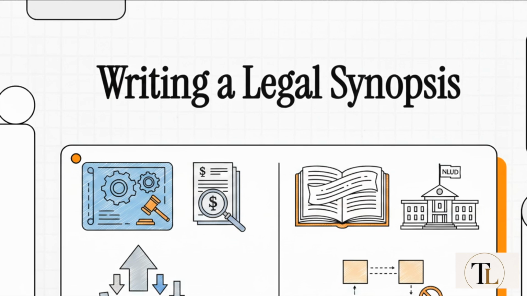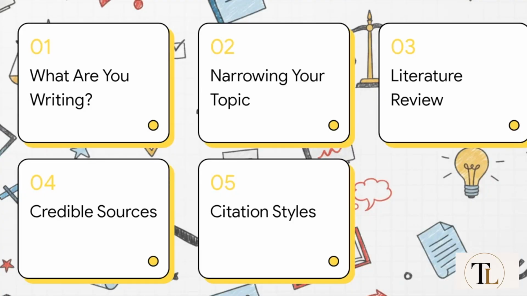To do this, we're going to reverse engineer a highly successful National Law University Delhi paper on gun jumping in competition law. We'll walk through exactly how a top-tier proposal gets built right from the ground up. To get there, we're following a strict chronological blueprint today. We'll step through 5 distinct phases to build your research toolkit: knowing what you're writing, picking and narrowing your topic, building your literature review, using only credible sources, and finally, mastering your citation style.